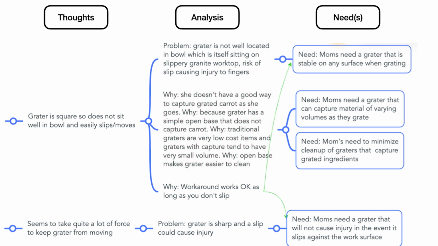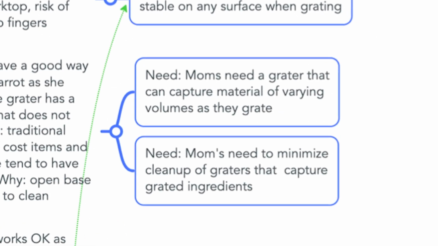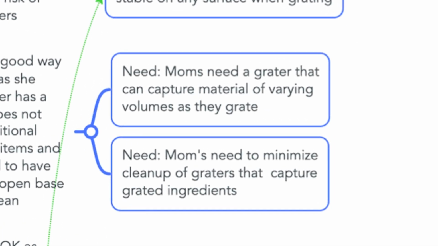So then off the back of that analysis, I begin to write some need statements. The first one is kind of easy. Mums need a grater that is stable on any surface when grating. You could add some context to that, but you get the idea. But that why analysis has given me also some more richness. Mums need a grater that can capture material of varying volumes as they grate, so a way to capture small and large amounts of grated material.